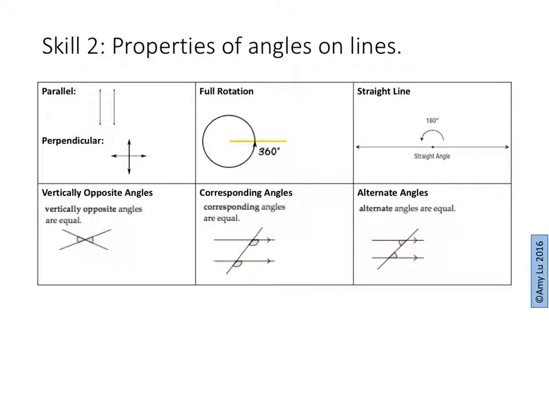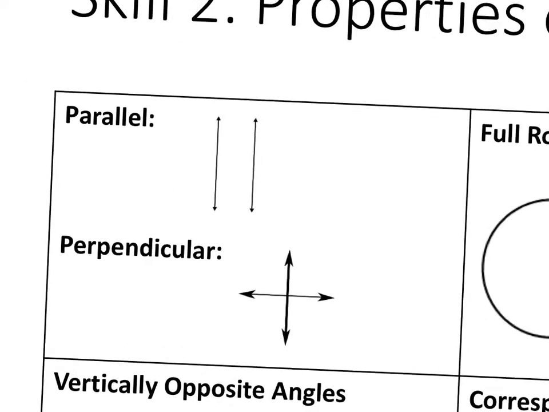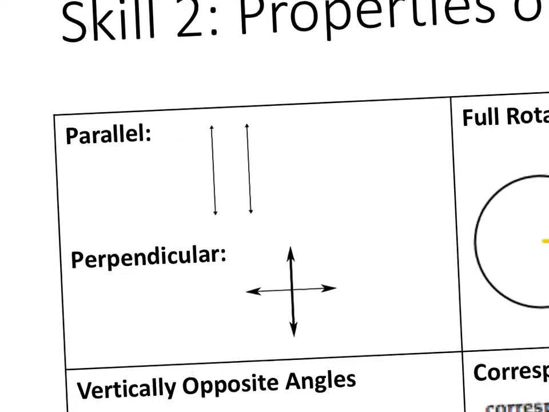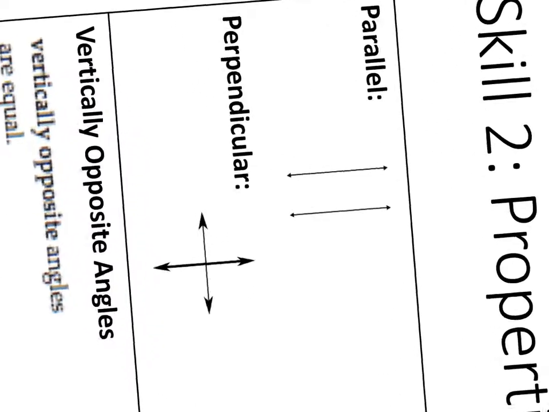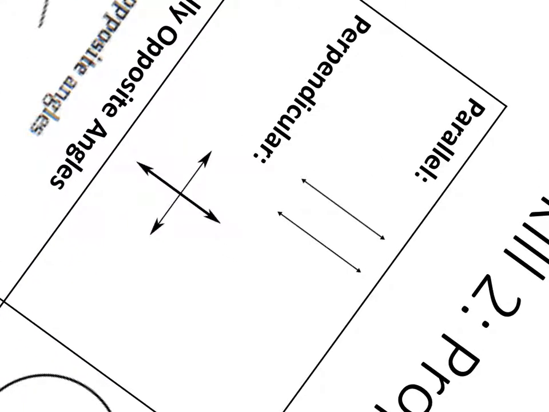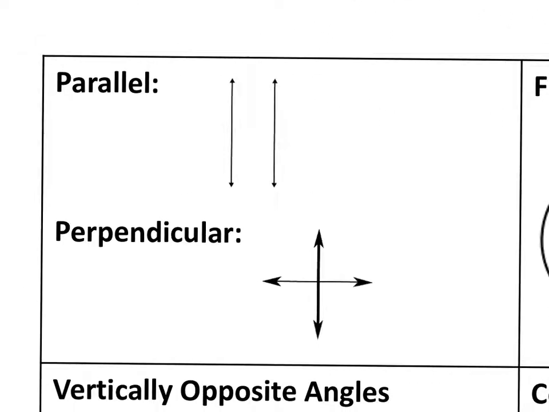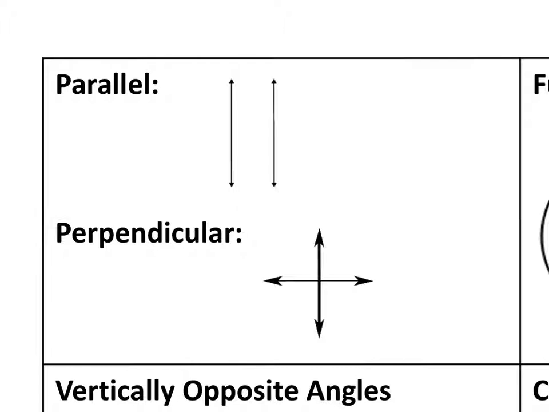In this skill, we're going to review the properties of angles on lines. So, first of all, we need to know what parallel lines are. Parallel lines run side by side. They're just like train tracks. So technically, parallel lines can be running up and down. Parallel lines can also run sideways. Parallel lines can turn diagonally. So parallel lines, they always run next to each other and they never intersect. And when I say they never intersect, it means they never cross.